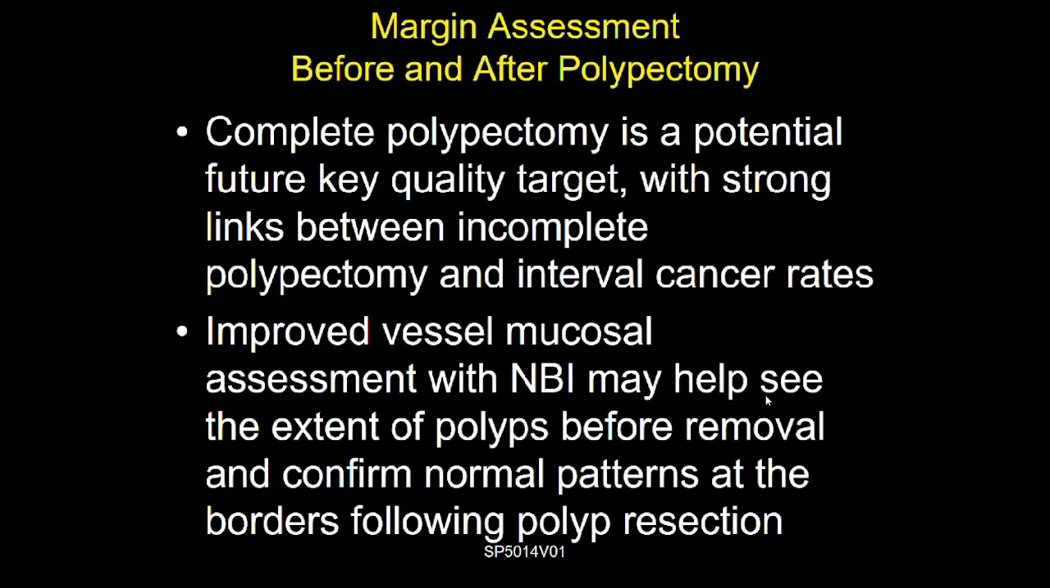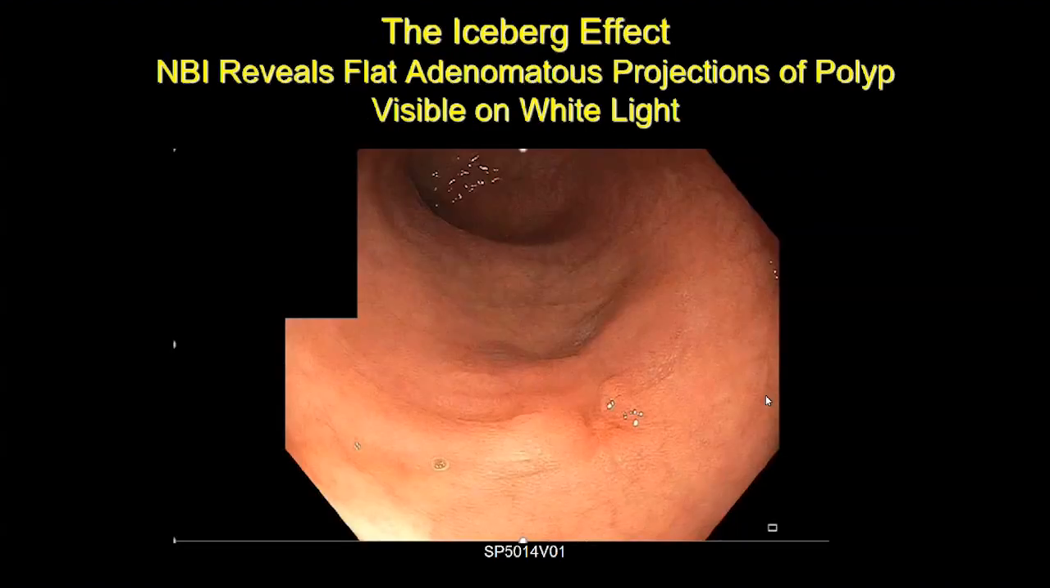Now, I want to focus a little bit in the remaining time on margin assessment. I think it's really important because we know that complete polypectomy is a potential future quality target, and that incomplete polypectomy has been associated with higher interval cancer. We're going to try and do better vessel and mucosal assessment before and after we take the polyps out to really do our very best to get the whole polyp out. I want to show you some slides here. I call it the iceberg effect. This is a patient who comes back. An outside doctor did a partial polypectomy and realized that maybe they didn't get the whole polyp out, and so I brought the patient back for sort of round two.